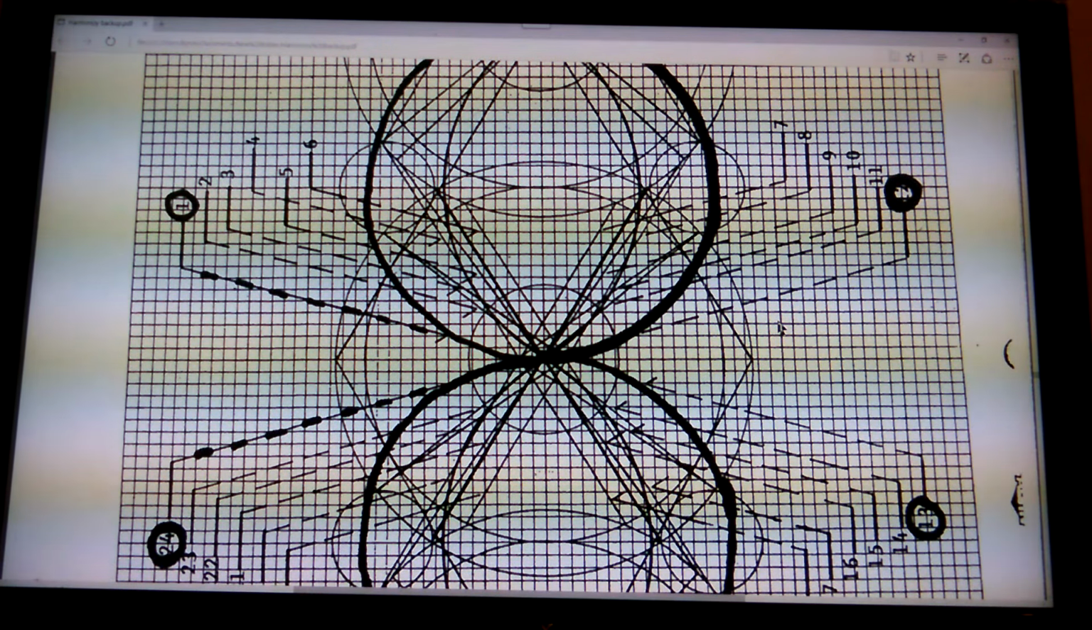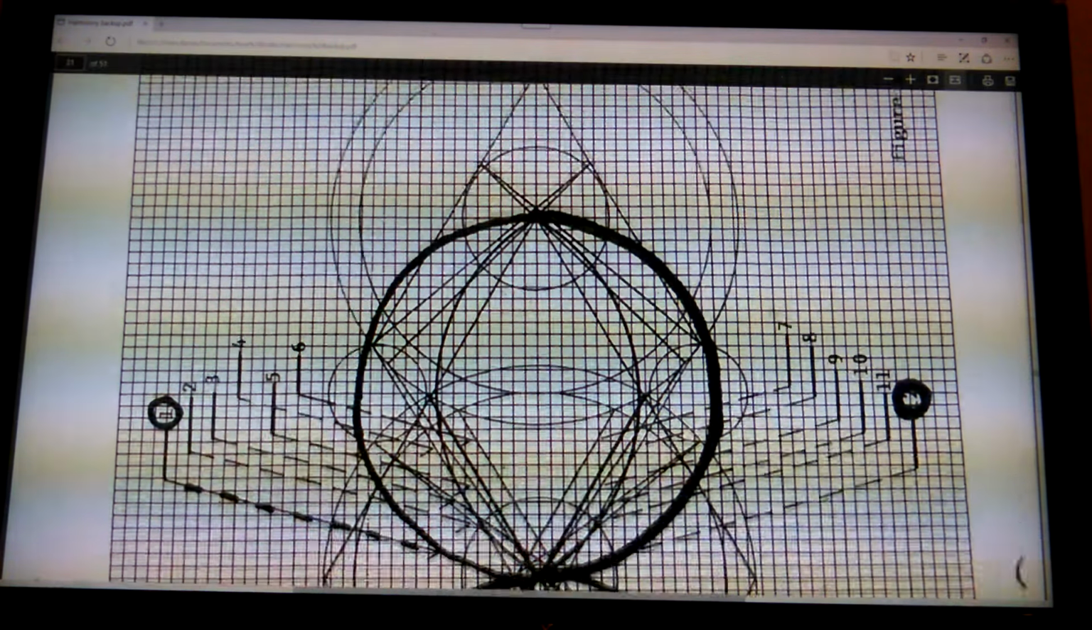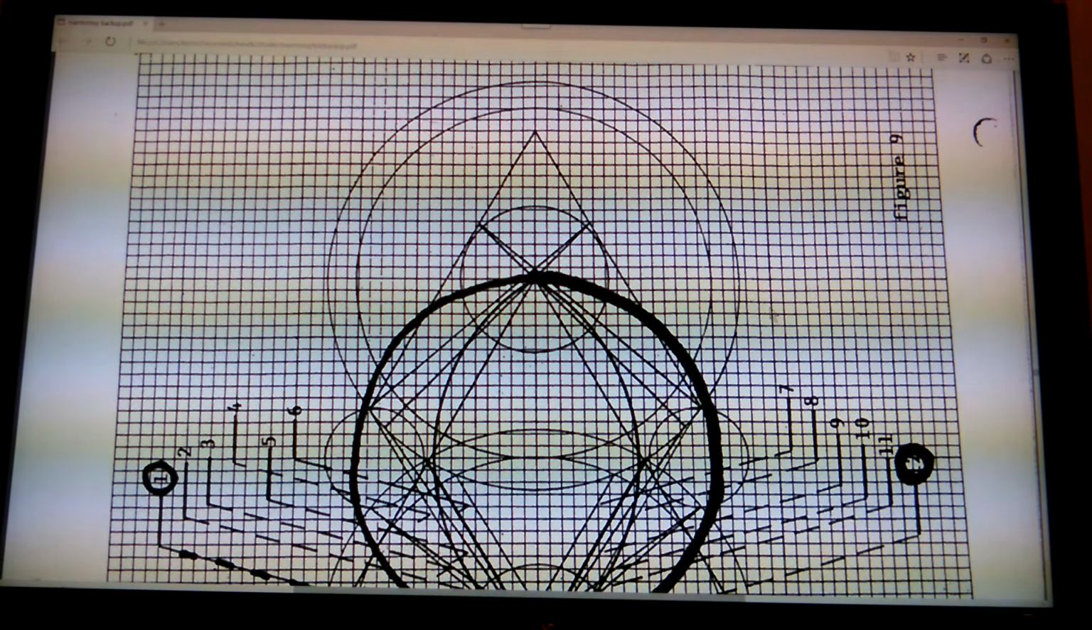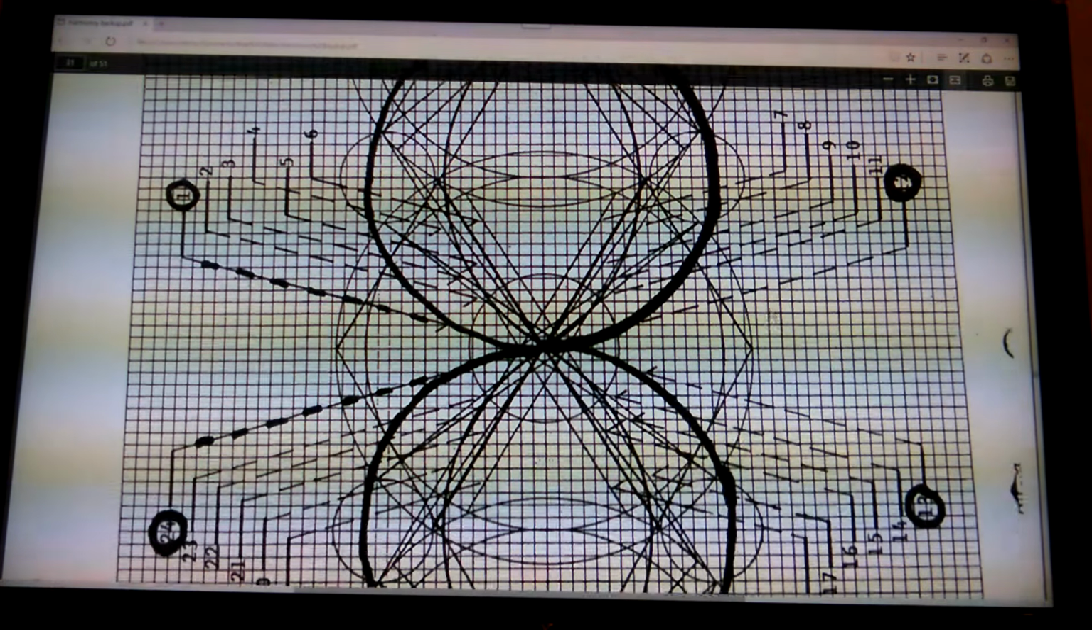I think I accidentally clicked on the wrong figure, so let me move up. No, it says figure 9. Okay. Well, let's go over this real quick.